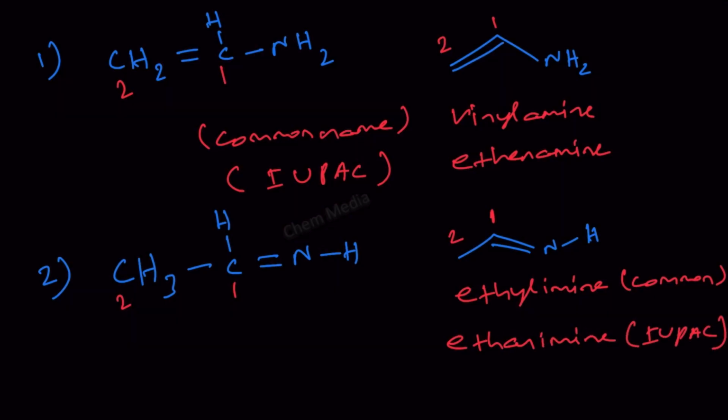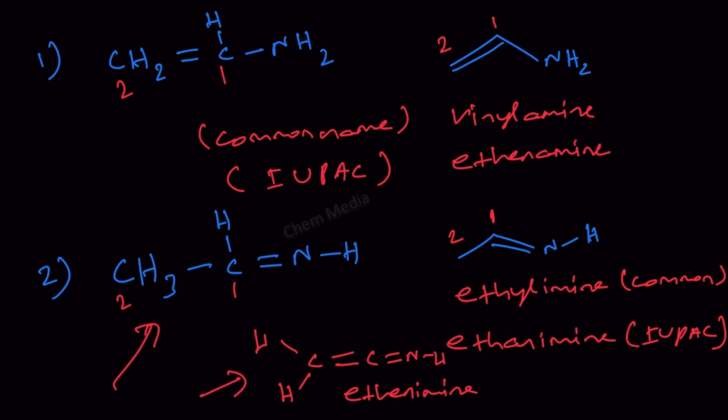Keep it in mind that this is not ethenimine. If you are writing ethenimine, then basically you are mentioning this structure, CH2 and then double bond C and then double bond NH. If you write ethenimine, then you basically mean this structure, not this one. So therefore ethanimine is the correct IUPAC name for this molecule.